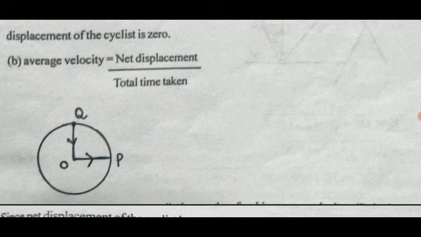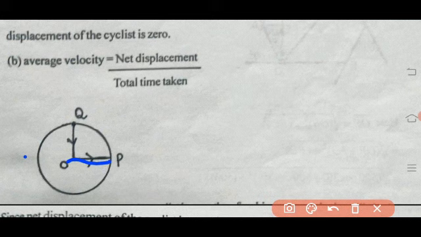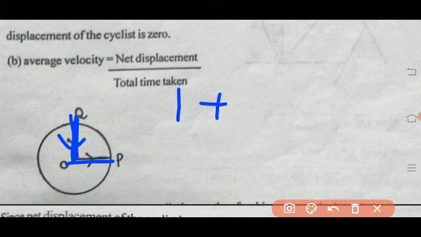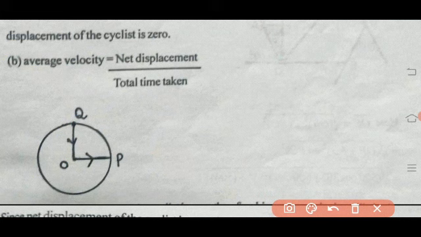Therefore, to find the net speed, we need the total distance or total path length. So we need OP, then PQ, then QO. It is clear that OP is the radius, that is 1 kilometer. Then once again QO is the radius, 1. Now what is this distance?